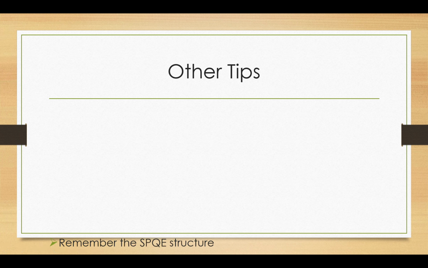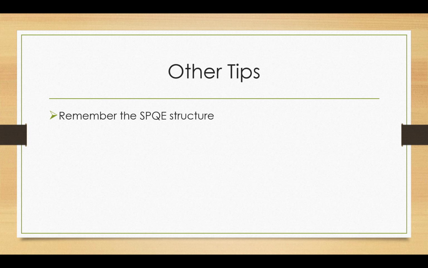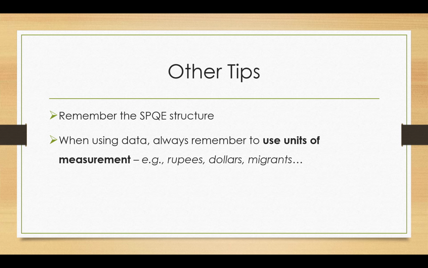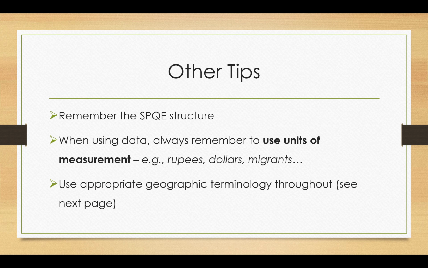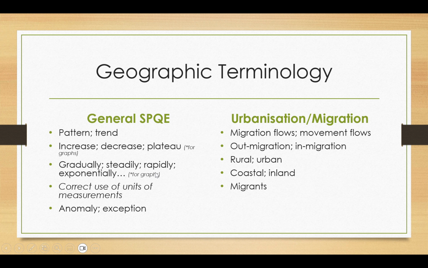So a few other tips. Remember the SPQE structure. You are not necessarily always going to have that structure and scaffold given to you, so make sure you can remember those 4 steps and what you need to do as part of them. When using data, always remember to use the units of measurement, whether it's rupees, dollars, migrants. It could be people. It could be years. Whatever it is, make sure you use the units of measurement. Use appropriate geographic terminology throughout. The next page, I will give you some ideas.